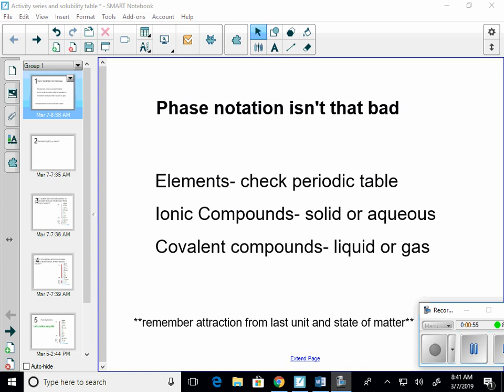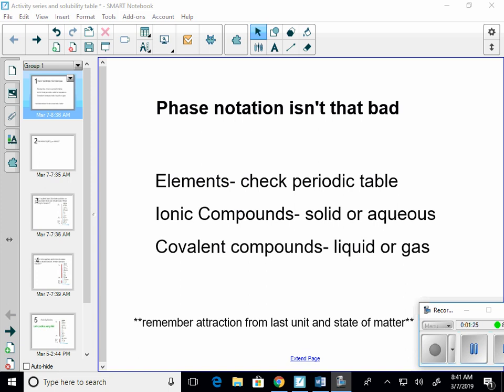Now, why is that with the two compounds? We have to remember last unit. Ionic compounds have full charges, so they can really attract each other to hold together as a solid at room temperature. Because we're going to be doing chemical reactions at room temperature-ish, ladies and gentlemen. We're not going to do it at extremely high or low temperatures. Covalent compounds either have partial or no charges, so they're going to only be a liquid or a gas.